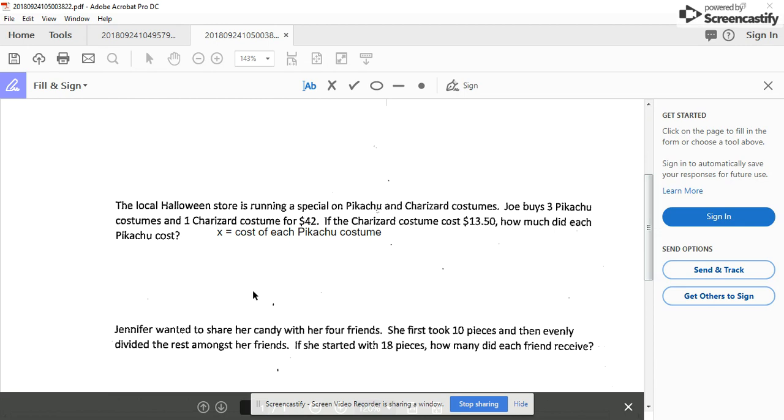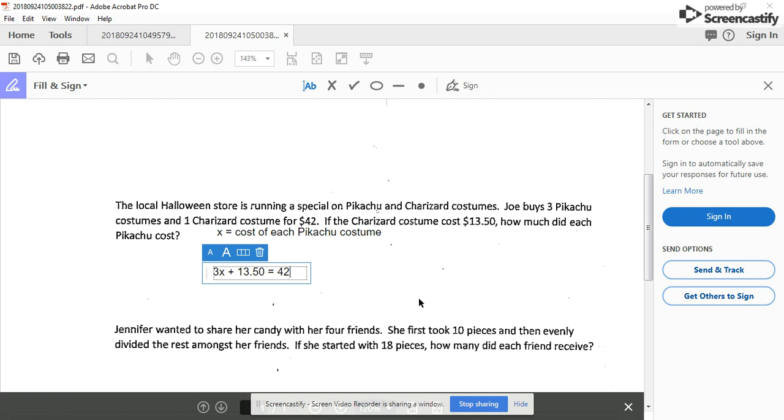So what if we were standing at the store? What we would do is we would say, all right, well, 3 Pikachu costumes at X dollars each plus the $13.50 is going to equal my total. Because if you're standing at the cash register, they're going to add up what you've spent so far and have it equal your total. So that's what you need to have it equal to also. So that's the equation we're looking for.